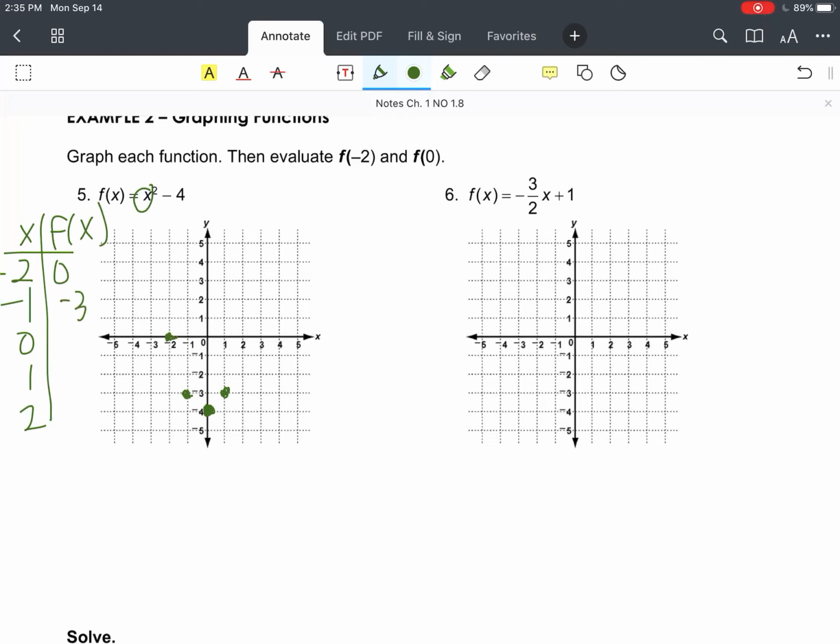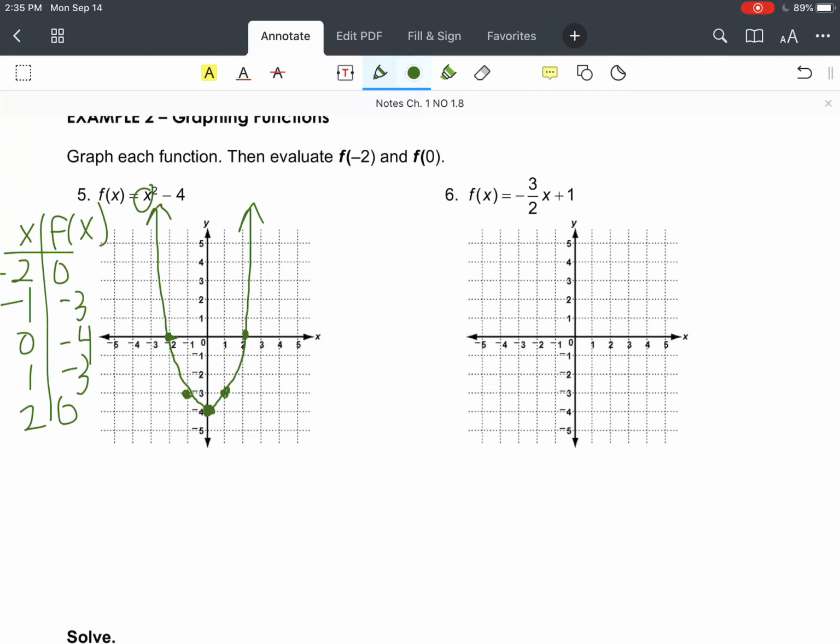-1 we already said was -3. 0 was -4. 1 is going to be -3 when you substitute it in. 2 squared is 4 minus 4 will give you 0. So this is called a parabola. You might have remembered it. This is what it looks like.